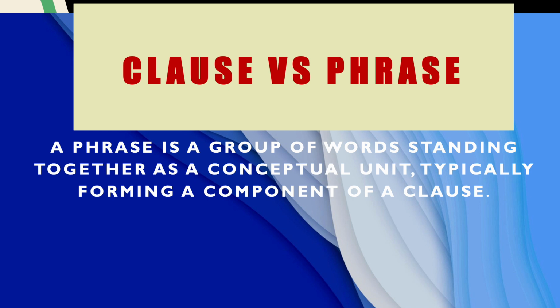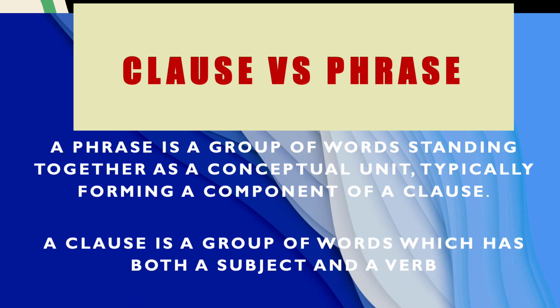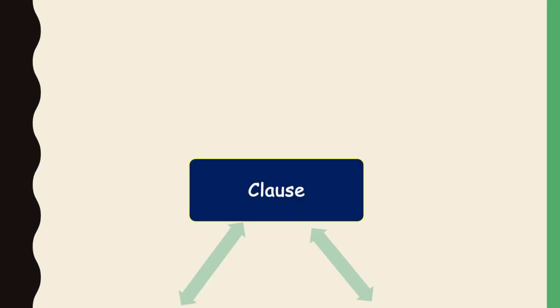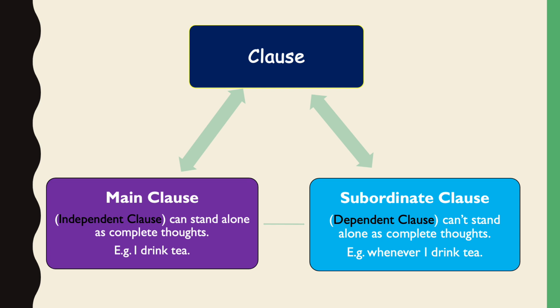Let's understand that. So let's move on with phrase first. A phrase is a group of words standing together as a unit, and it is a part of a clause, but it doesn't make complete sense on its own. Whereas clauses are a group of words which have both a subject and a verb, and they make complete sense. Clauses are of two types: main clause and subordinate clause.